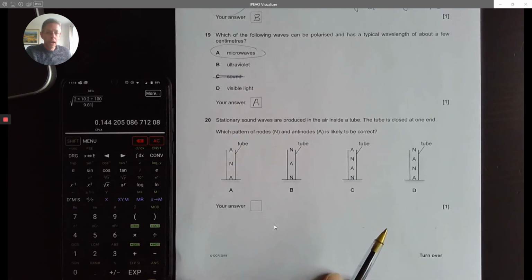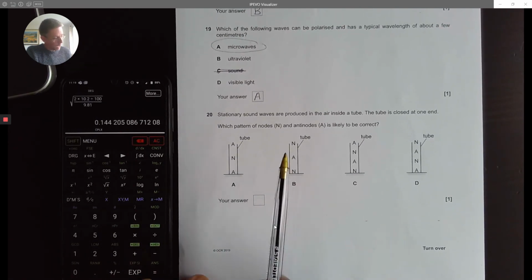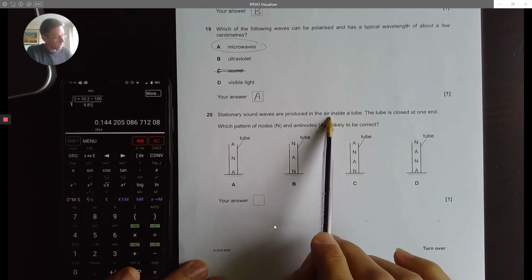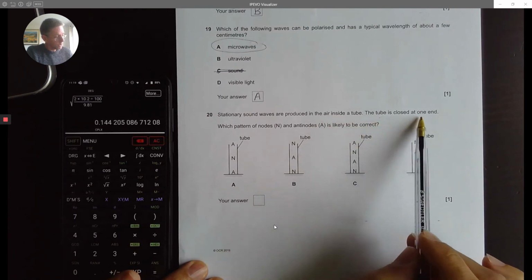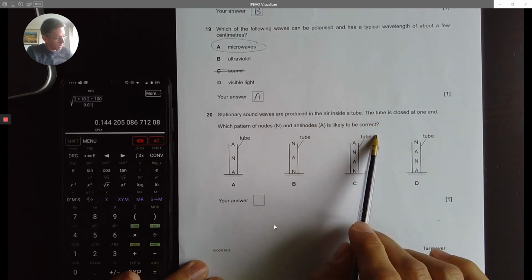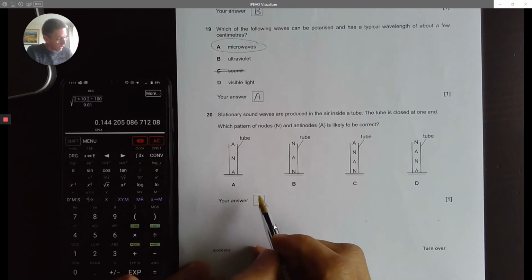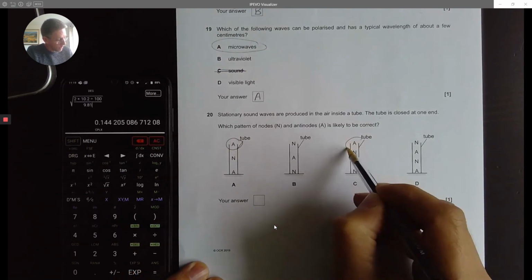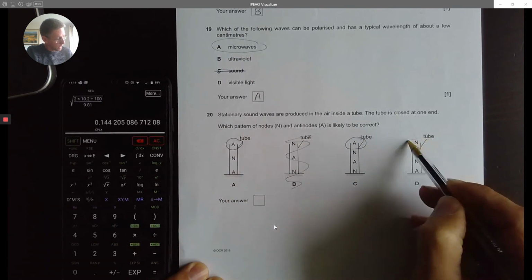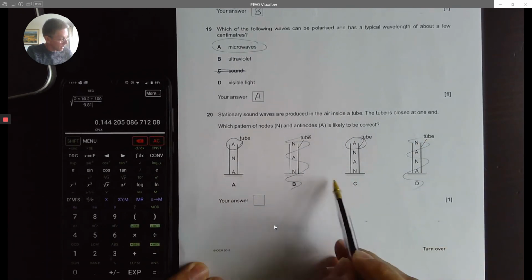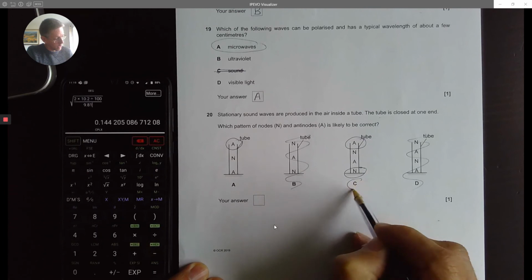And the final question, stationary waves are produced in the air inside a tube. The tube is closed at one end. Which pattern is correct? So at the open end, it needs to be an antinode. So that gets rid of B and D. And at the closed end, it needs to be a node, which is that one. So our answer is C.